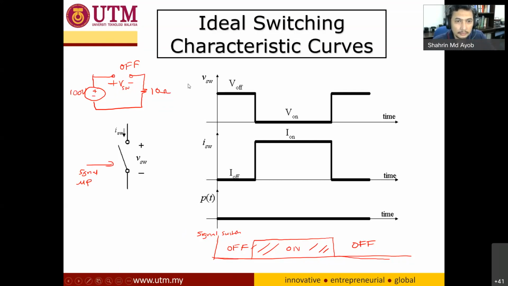So this is the voltage waveform across the switch. Right now, as you can see, when this switch is off, you will have a voltage across the switch, right? And since it is off, the current is also zero, right? So that's why you have zero current here. But there is a voltage across the switch. Can somebody calculate what is the voltage across the switch?